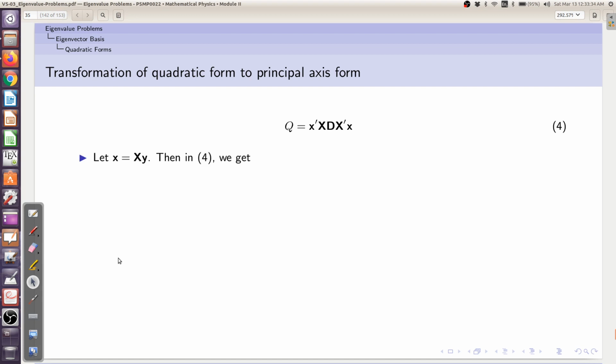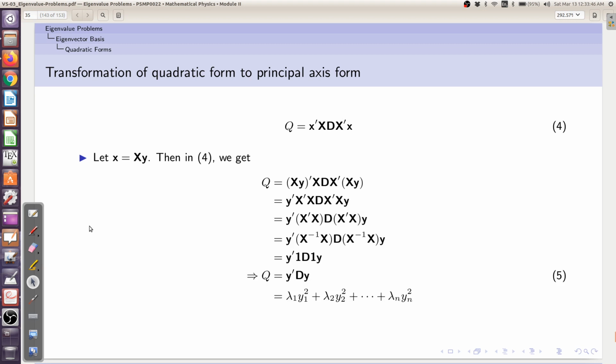So this is what we have. Now let x be equal to capital X y. So we do a transformation from x to y. Then this is what you'll get in equation number 4. I have just written down the steps, and you can try this out for yourself.